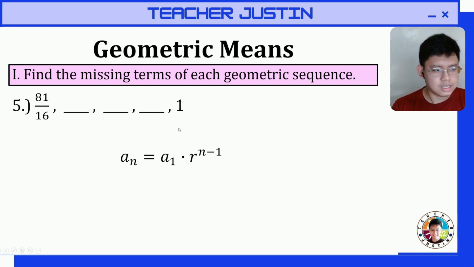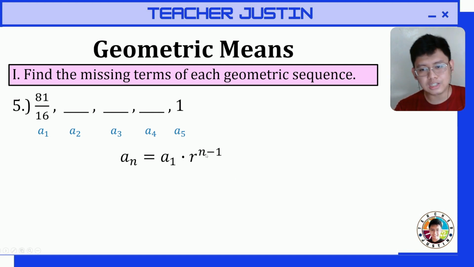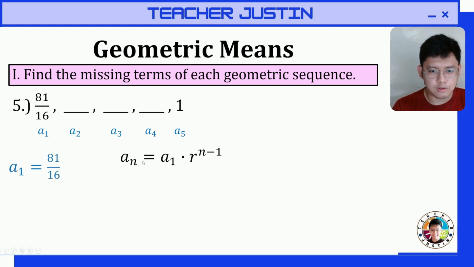So, dito sa ating sequence, we're given our first term, which is 81 over 16. Tapos, itong katabi niya will be the second term, third term, fourth term. Tapos, yung 1 will serve as our fifth term, and also the last term of this sequence. Now, since nakuha na natin yung first term, ang first term natin is 81 over 16. Our last term is equal to 1. Okay? The number of terms naman is, we're given 5 terms. So, 5. Substitute natin sila dito sa ating equation.